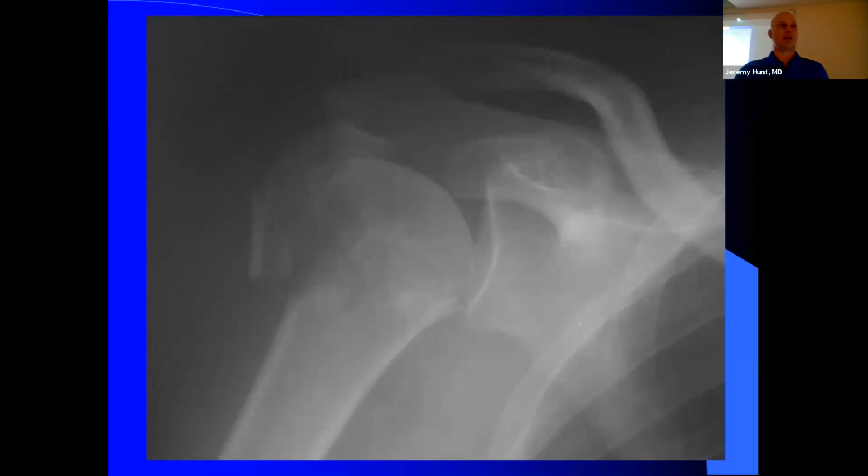Would you say that fracture is displaced or non-displaced? Yeah, looks like it's pushed out of position, right? You see some step off there, especially superiorly between the top of the humeral head and where that thing should be. So.